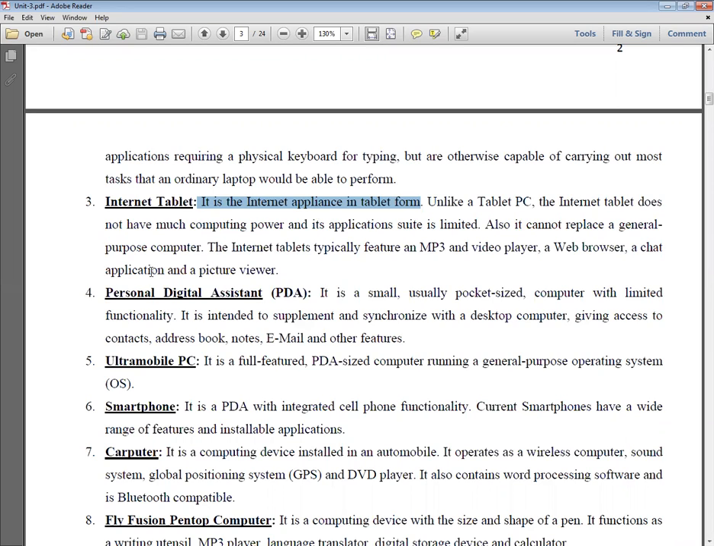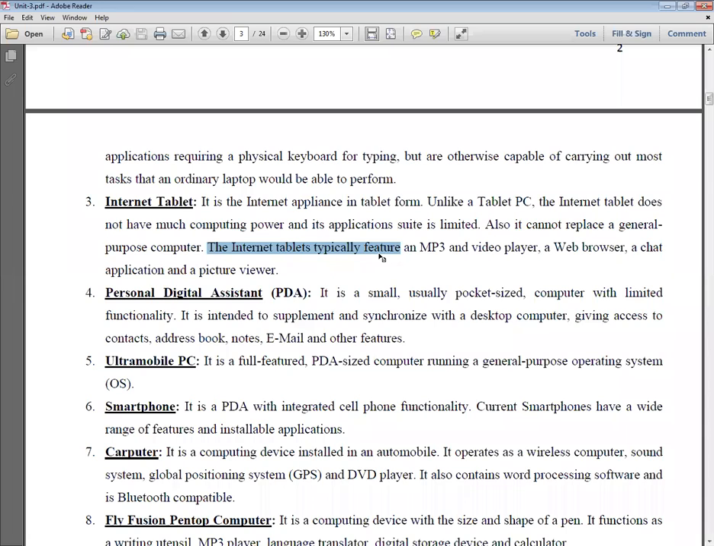See the last point, the internet tablet typically features an MP3 and video player, a web browser, a chat application and a picture viewer, right? So these are the advantages which are available in the internet tablet.